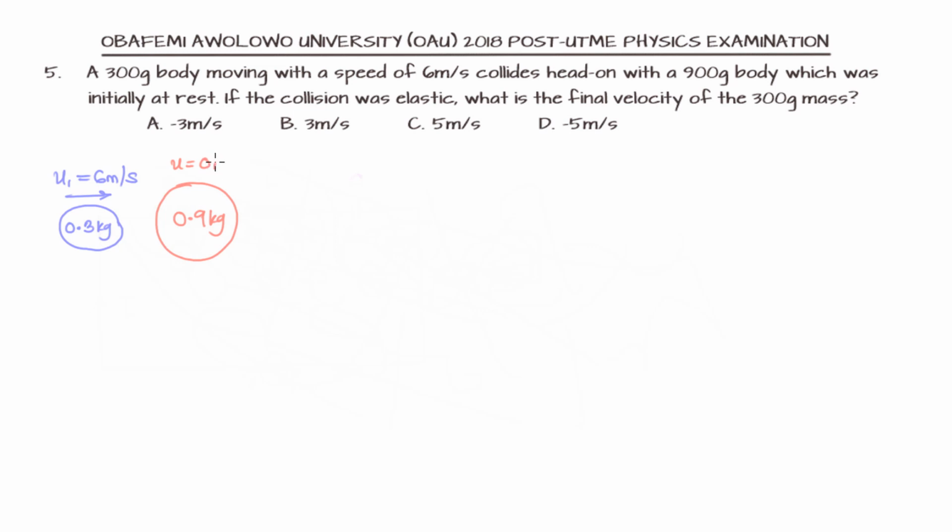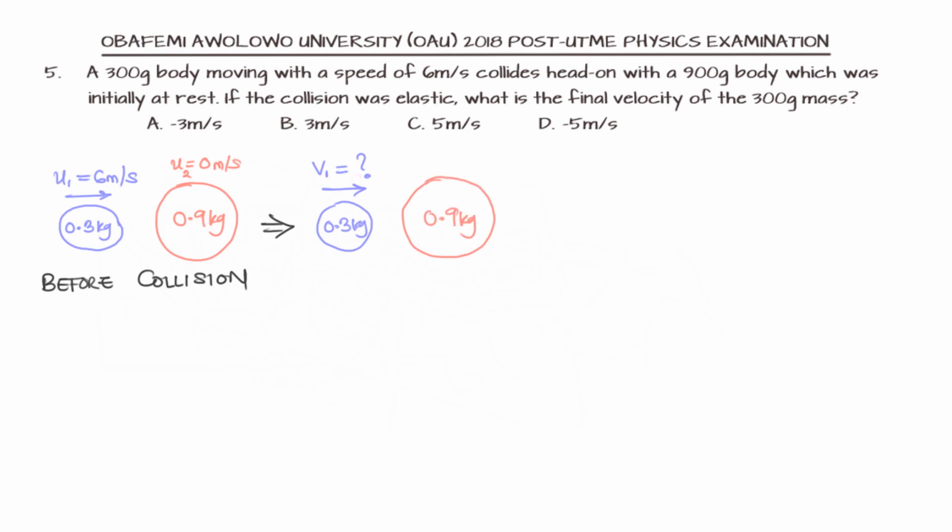Initial velocity for body 1 is 6 meters per second. That's u1. The initial velocity for the second body, we are told that it was at rest. So the initial velocity u2 for the second body is 0 meters per second. That's before collision. Now we are going to assume a velocity v1 for the first body after collision, and a velocity v2 for the second body after collision. Both of them are assumed to be moving in the positive direction.